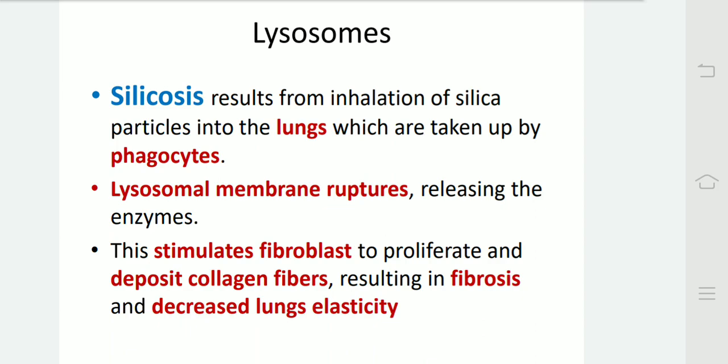Silicosis results from inhalation of silica particles, which are taken up by phagocytes. The lysosome membrane ruptures, releasing the enzymes. This stimulates fibroblasts to proliferate and deposit collagen fibers, resulting in fibrosis and decreased lung elasticity.